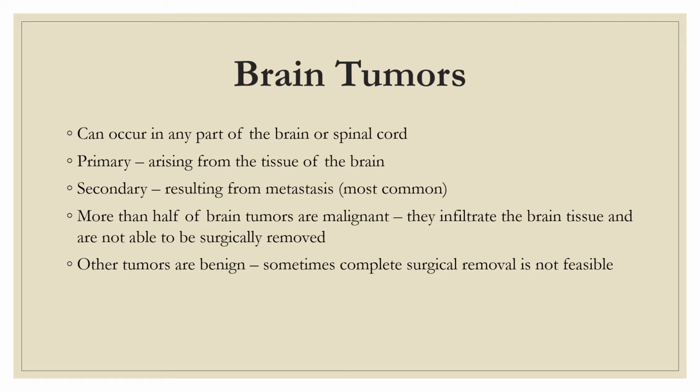More than half of brain tumors are malignant, so they infiltrate the brain tissue, and a lot of them aren't able to be surgically removed. Sometimes more of the benign tumors can be removed, but sometimes they can't. It all depends on where the tumor is located in the brain. Is there going to be more harm done than good if they do operate? Sometimes complete surgical removal is not feasible. At least sometimes they can take a partial tumor out, which will relieve some pressure in the brain. Other times we can do radiation and chemo, which can shrink the size of the tumor and alleviate some of the patient's symptoms.